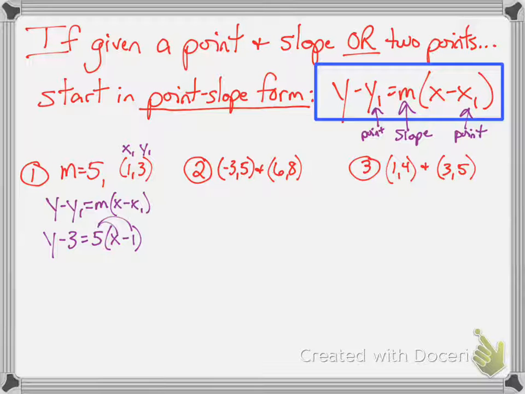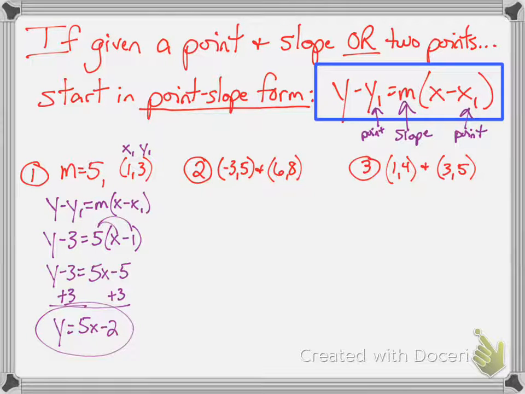So we're going to distribute the 5 to the x minus 1. So we have y minus 3 equals 5x minus 5. Then get the y by itself, because that's how we make slope-intercept work. Add 3 to each side. Y equals 5x minus 2. And that is your equation in slope-intercept form.